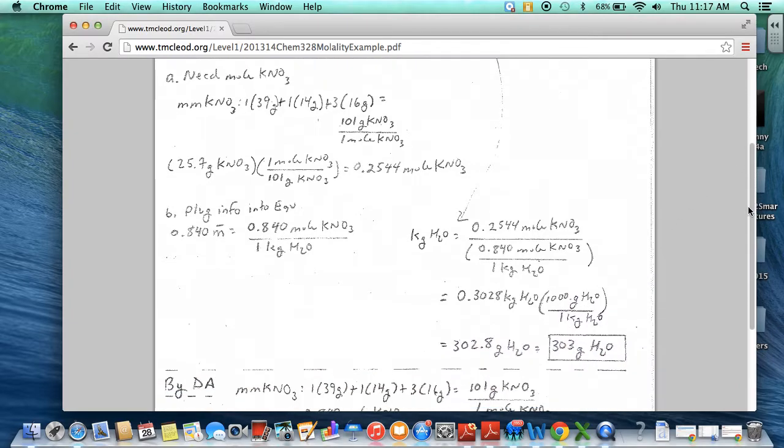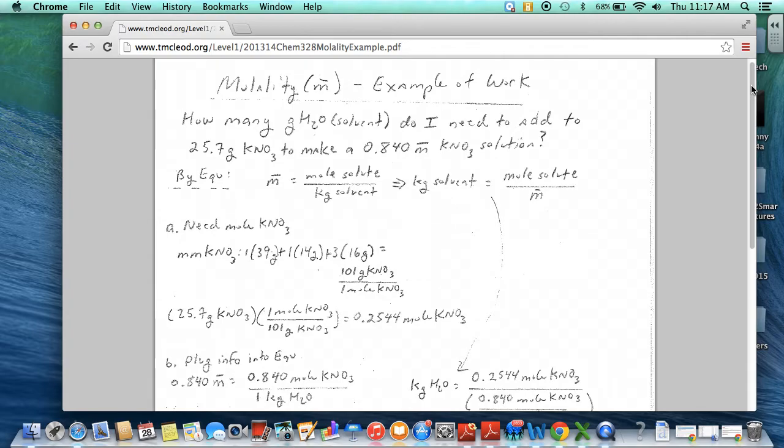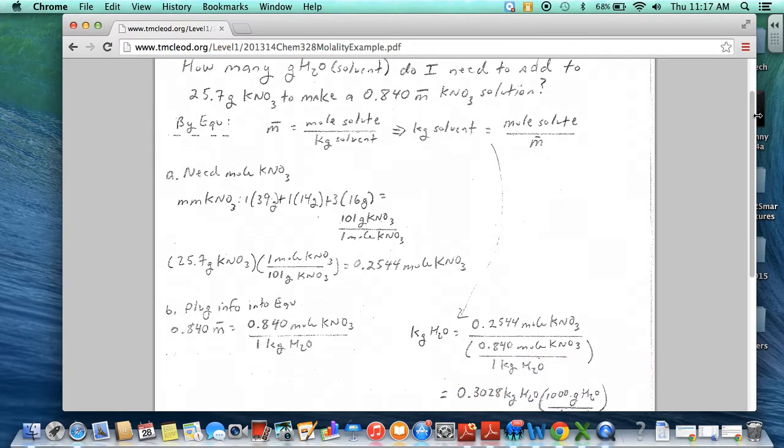When you flip it, technically you don't even need this particular piece right here. I'm using it to compare to dimensional analysis. Sorry, you do need this, because it changes from kilograms to grams. Once you get out of this equation, you get kilograms, but the question asks for grams. So you need to change into grams, and it becomes 303 grams of water you need. And that's an example of how to do molality.